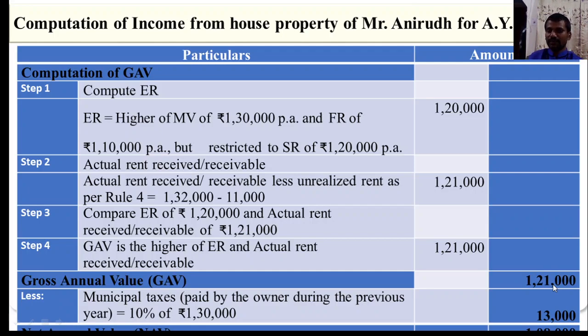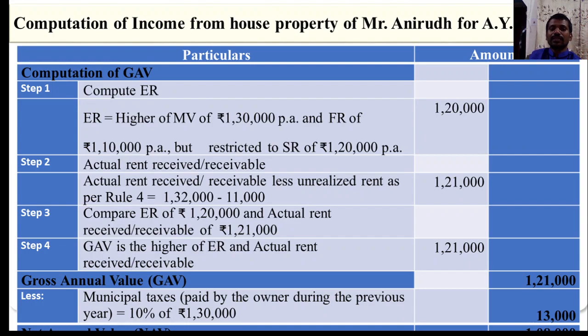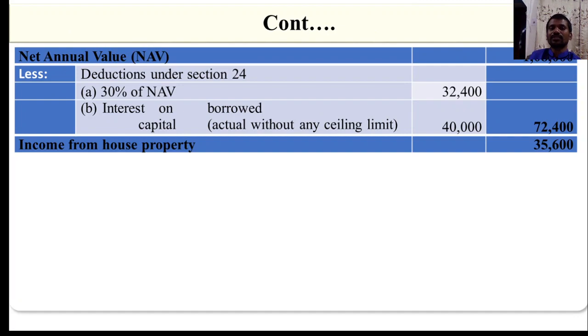Out of this gross annual value, we have to deduct the municipal tax paid by the owner. Municipal tax paid by the owner is 10% of municipal value. So 10% of municipal value on 1,30,000 means it's rupees 13,000. If we deduct 13,000 out of 1,21,000, we get 1,08,000. This is the annual value.